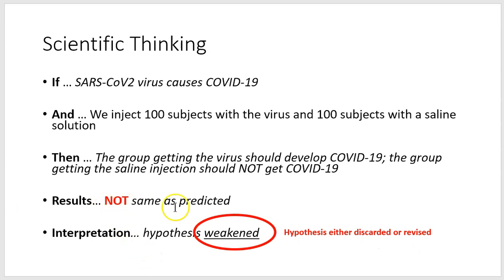If the results are not the same as predicted, then we would say the hypothesis is weakened. And we have a couple of options here. Either we can discard the hypothesis or we need to revise the hypothesis.